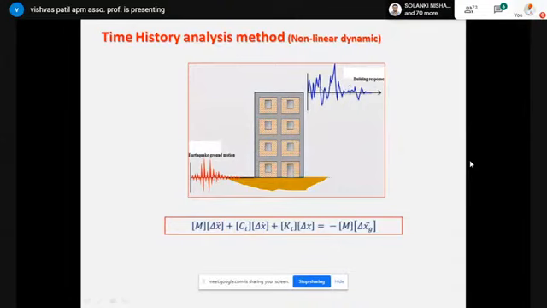Ground motion. And then what is the acceleration, velocity, and displacement in the structure that we are getting? This is the output of this particular analysis. So this is a nonlinear dynamic analysis.